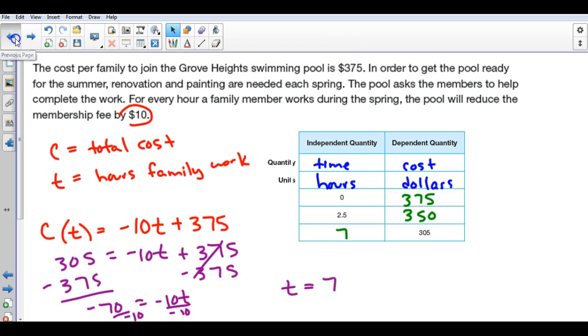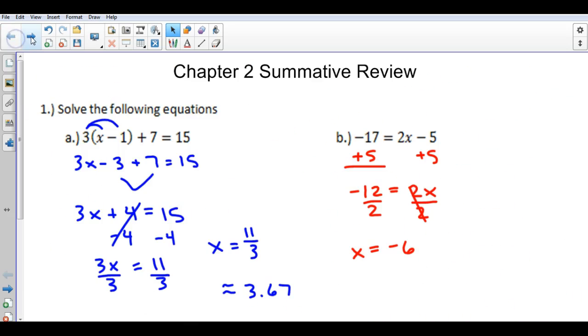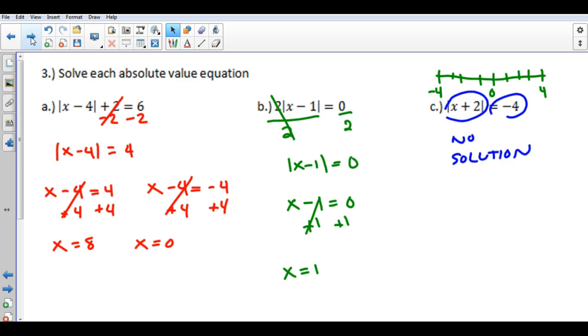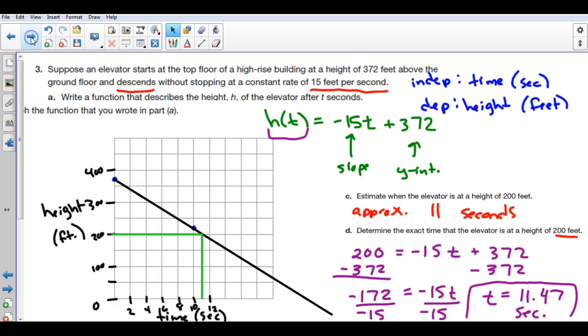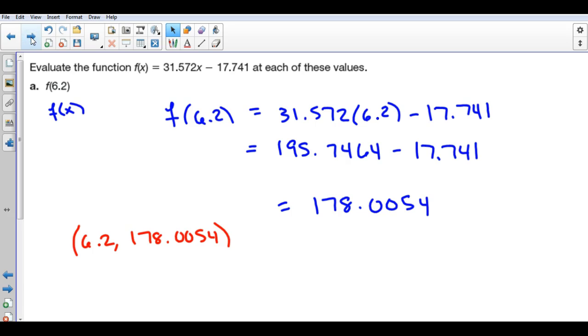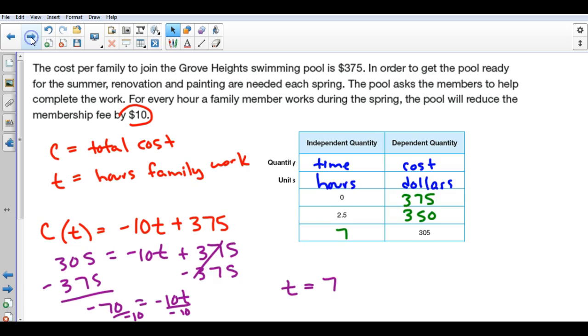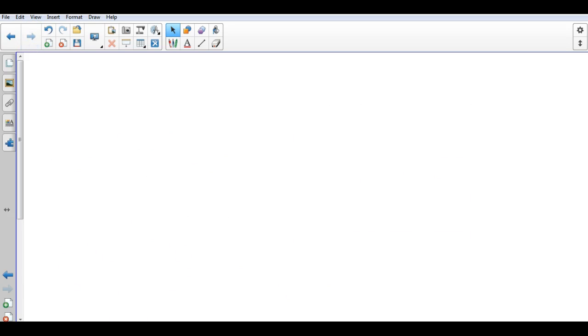So reviewing, going back, everything that we've done then, we solved equations, we solved inequalities, we solved absolute value equations, absolute value inequalities. We used a graph and a function to determine some inputs and outputs. We evaluated a function at a given input. We worked on absolute value problems, and then we ended up identifying what dependent and independent quantities were, writing a function, and then evaluating it to complete a table. And that is everything.